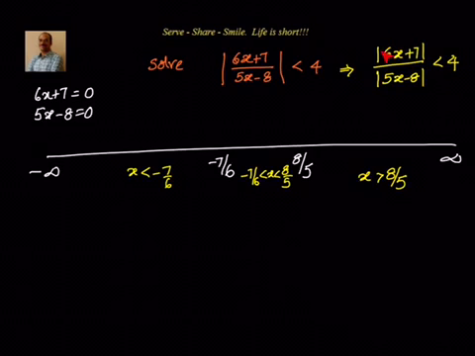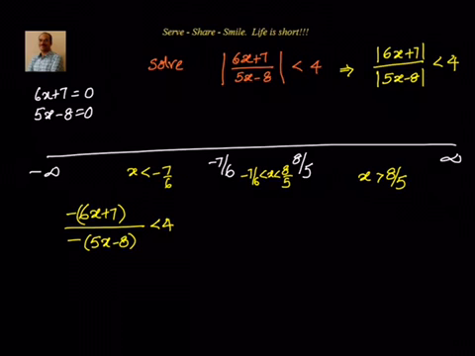Similarly here, if I put x equal to minus 2, I again get a negative value. That means in this case, where x is less than minus 7 by 6, the absolute value of 6x plus 7 is minus of 6x plus 7. Similarly, the absolute value of 5x minus 8 is minus of 5x minus 8. I hope you are okay with that. Then I can write minus of 6x plus 7 divided by minus of 5x minus 8 is less than 4. This will be for x less than minus 7 by 6.